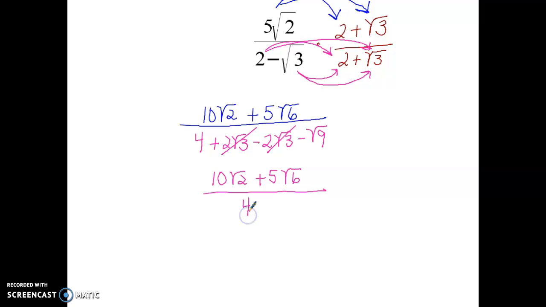So actually I'm left with 4 minus 3 because the square root of 9 equals 3. And 4 minus 3 equals 1, so I'm going to change that to a 1. And I can also do this. Since my denominator is 1, it's the same as that. So my simplified answer for this example would be 10 square roots of 2 plus 5 square roots of 6.